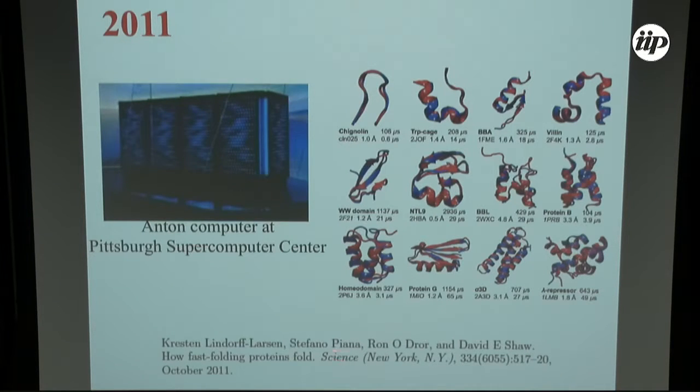In 2011, the DE Shaw group published this paper where they folded 12 proteins in one paper. That's a Science paper. And they did it by molecular dynamics, using a computer called an Anton computer. In this computer, the chip does the force field calculations. The chip holds the energy function for molecular dynamics. So it's a specialized machine.